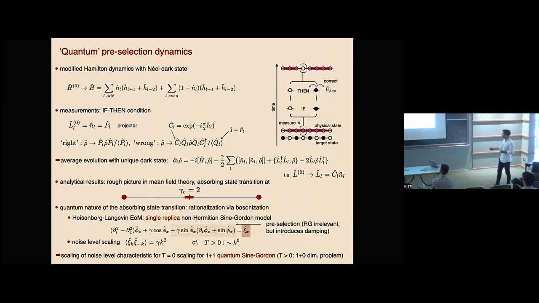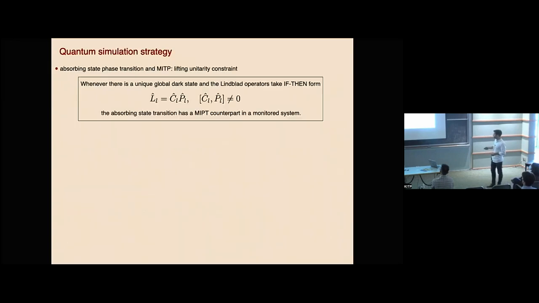This is somehow reproduced by looking at a quantum Heisenberg-Langevin equation for this problem, where the interesting feature is the noise level scales with momentum squared, so it has exactly a noiseless spot at k = 0, and it's the same noise scaling as we have in a 1+1 quantum sine-Gordon model.